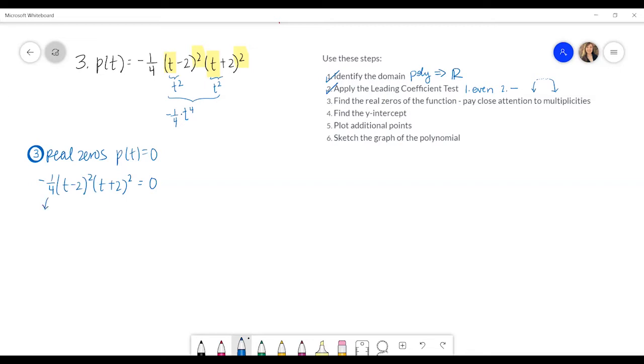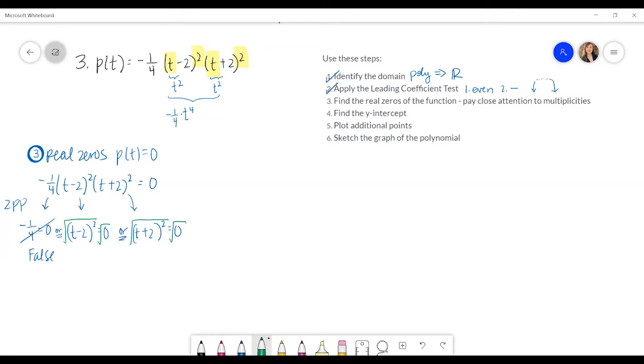So technically you get this negative 1/4 is 0. This is your zero product property. This is not a true statement, right? So we just toss it. And that's really just because it's a coefficient, a leading coefficient. You've got t minus 2 quantity squared is 0, or, I should have an or in there, you've got t plus 2 quantity squared is 0. So if we were to clean this up, we would take the square root of both sides for both of these.